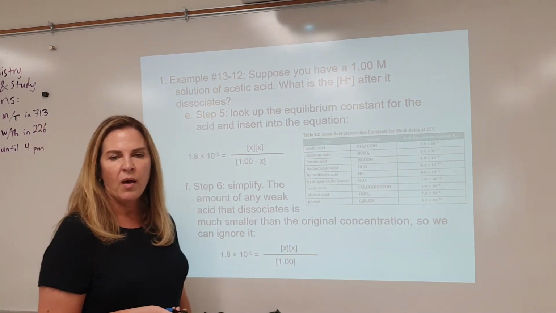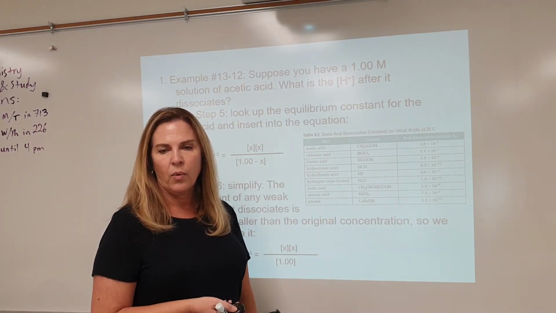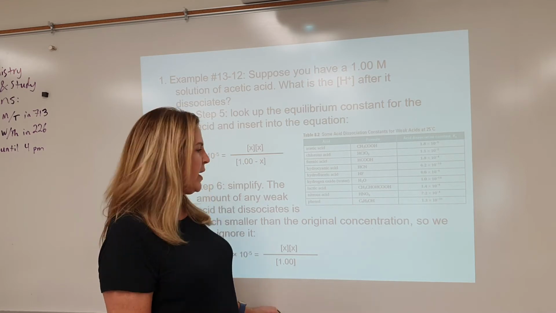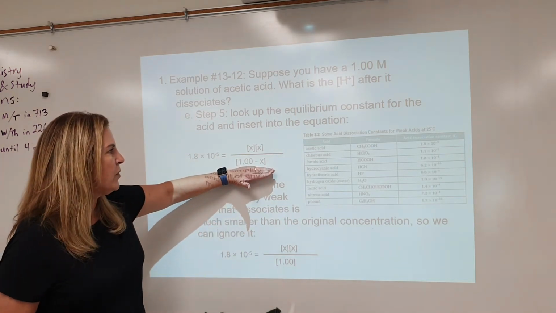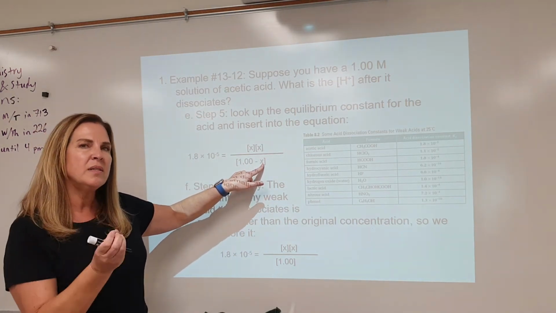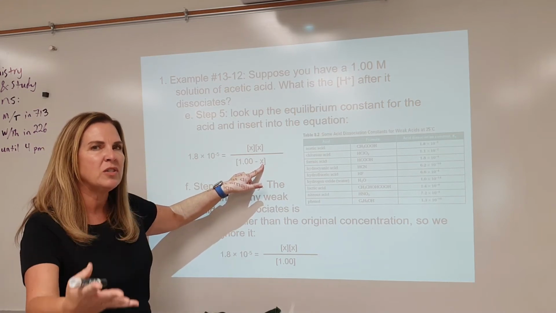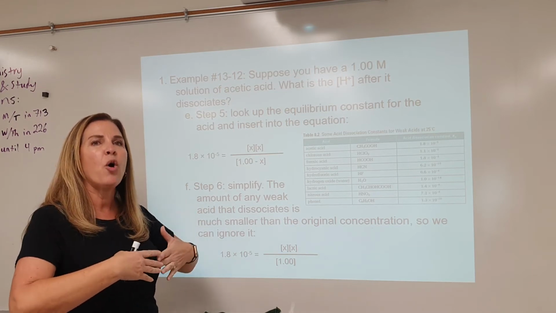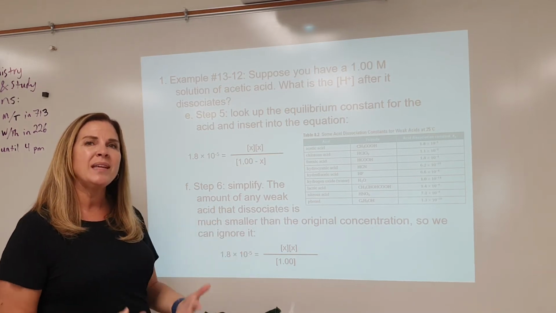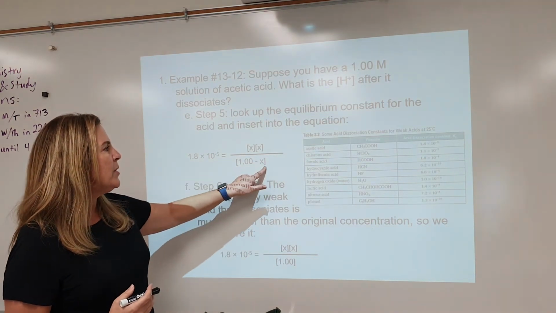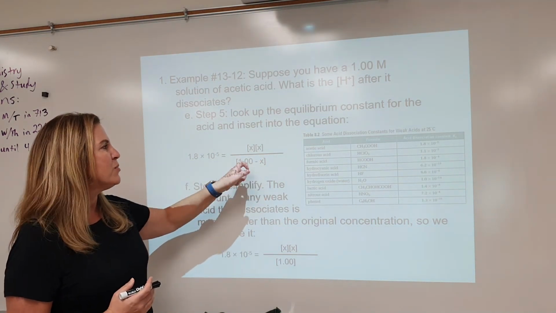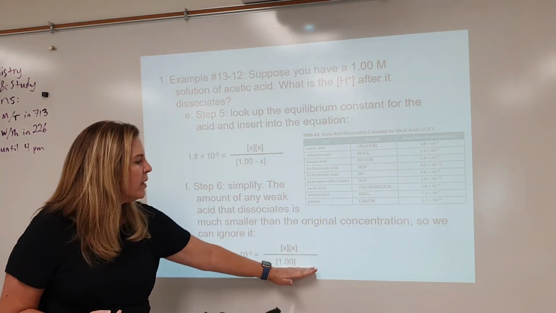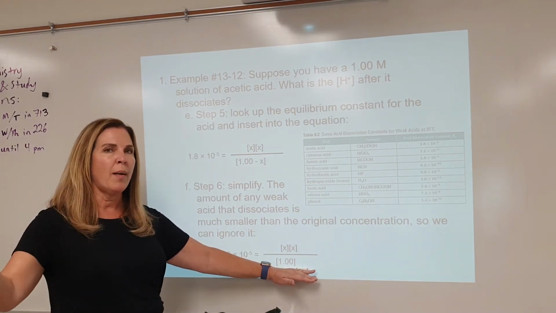Simplify. The amount of weak acid that dissociates is much, much smaller than the original concentration, so we can ignore it. All right, take a look here. Do you see this X? Because this is a weak acid, and we know it only partially dissociates, that amount is so small that we say it's almost negligible. And we're going to take a liberty, right? And the liberty says this guy is so small, we're going to say that it's really not going to change this concentration by much. And look down here at the bottom. We have basically dropped the X.